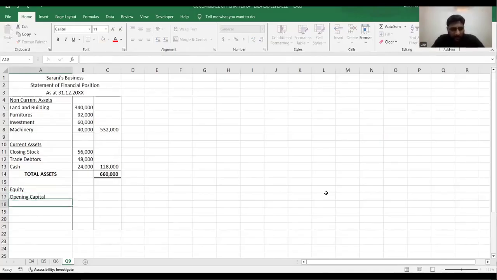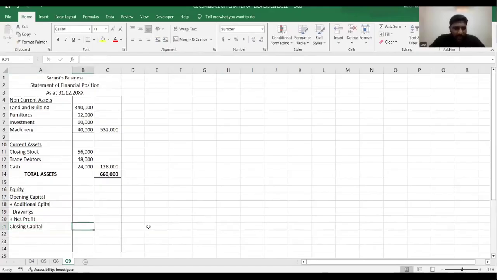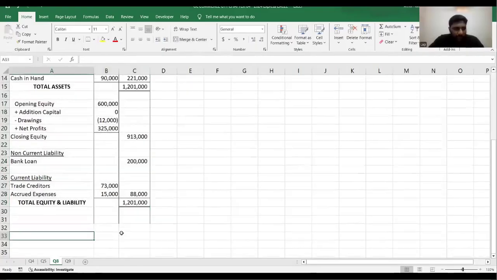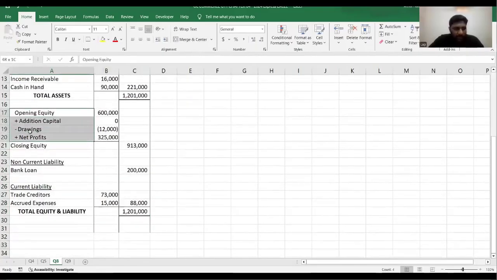Opening capital, add the additional capital, minus the drawings, add the net profit. So we will get the closing capital. Same thing that we did last week.